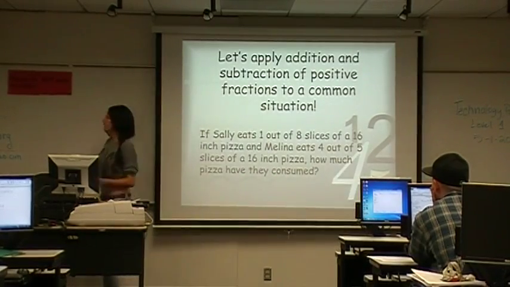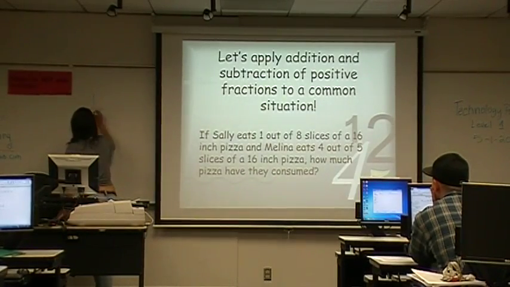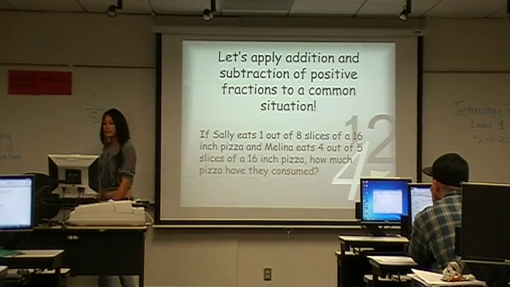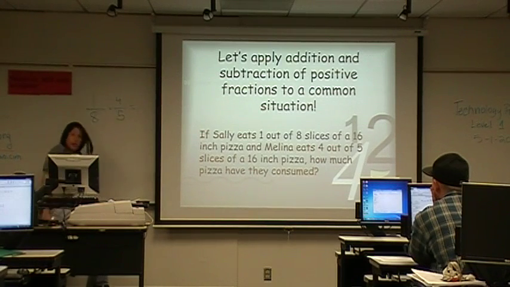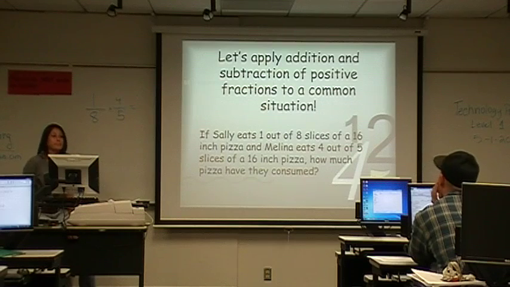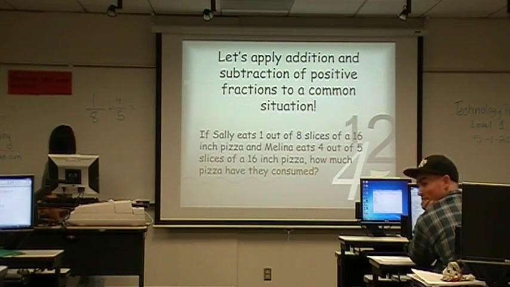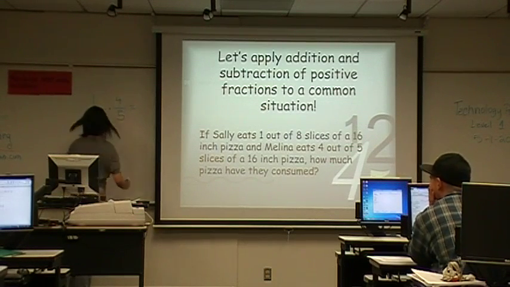If Sally eats 1 out of 8 slices of pie, and Melina eats 4 out of 5 slices of pie, does anyone know what the common denominator of 8 and 5 is? 35. 40. 40. Correct. It is 40.